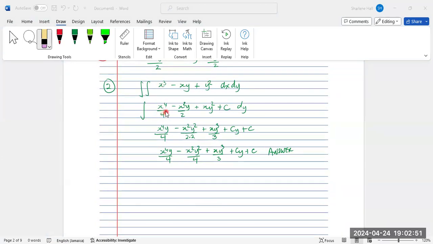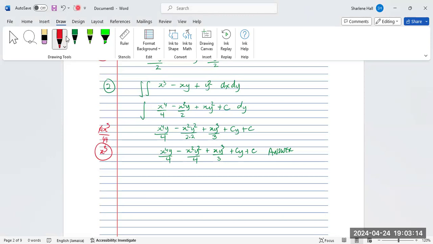Chevoy asked a question, sir, say this x to the 4th over 4 is the same thing as up here, and I just differentiate it. You have 4x cubed over 4. The 4's cancel, so you're just left with x cubed. Isn't that what we started off with? Yeah.